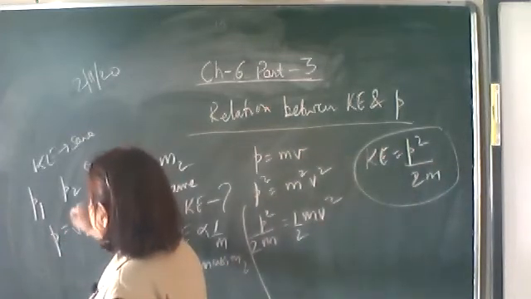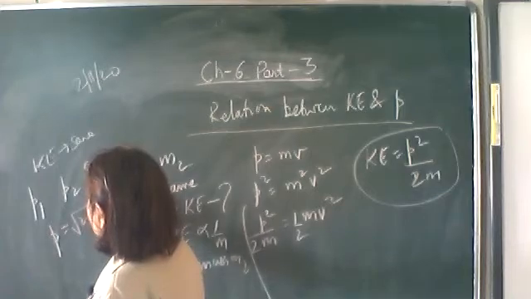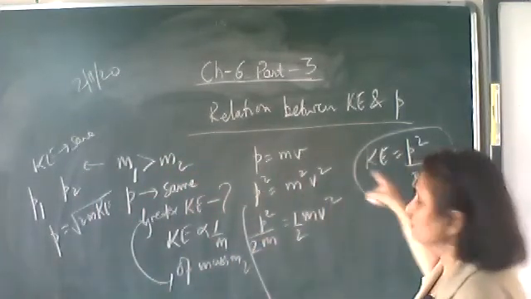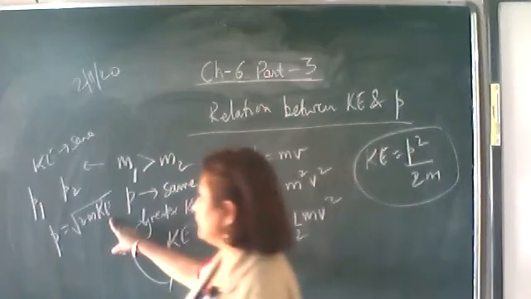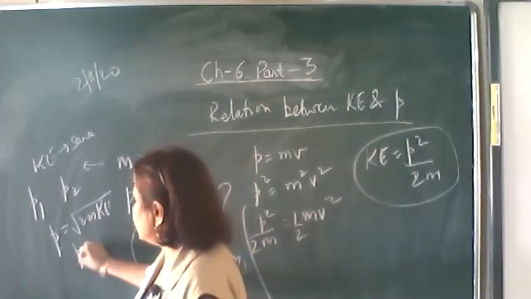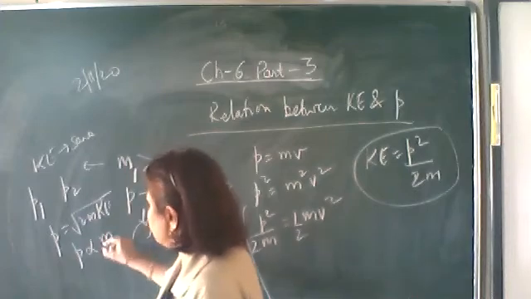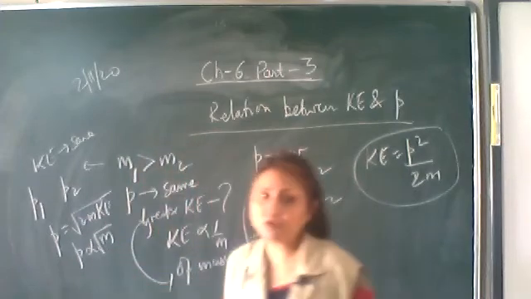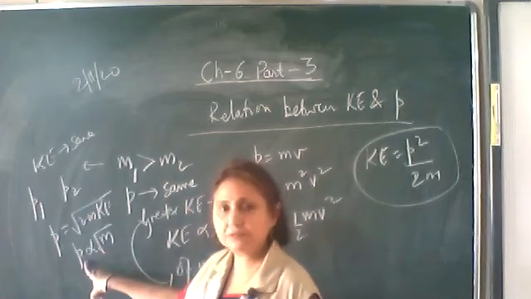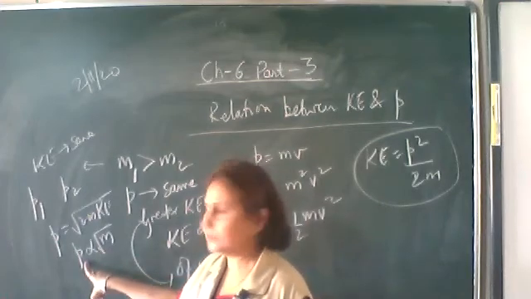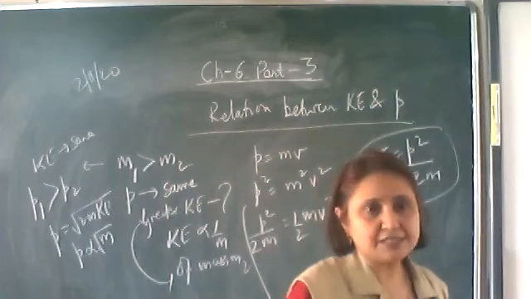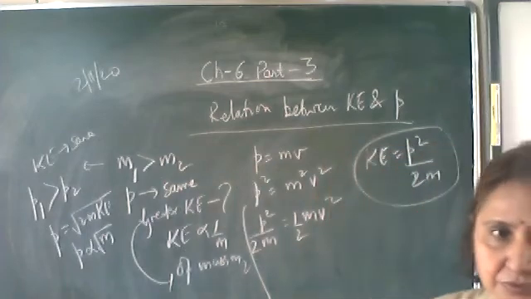Greater. P is equal to under root 2m into kinetic energy. As kinetic energy is same, P is directly proportional to root of m. Greater the mass, greater is the momentum. So P1 will have greater linear momentum, that is P1 is greater than P2.